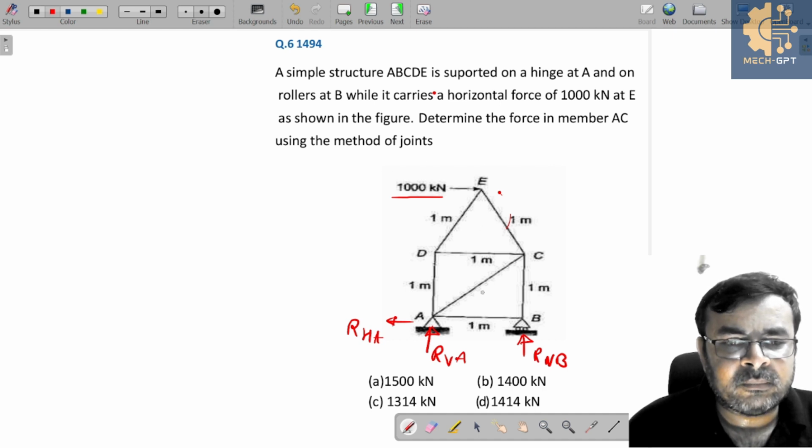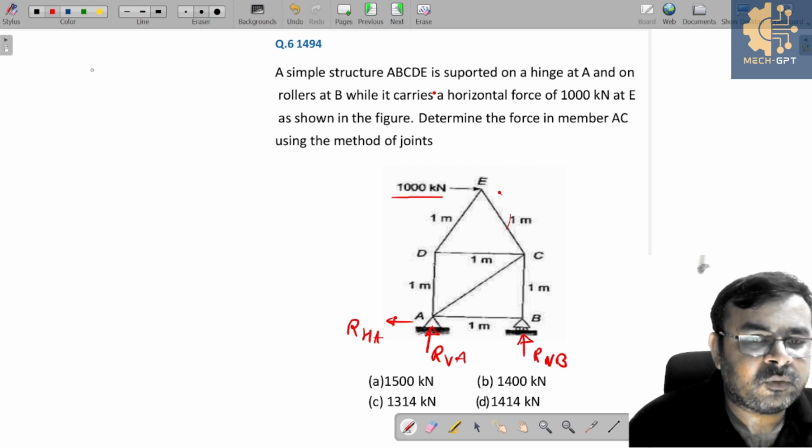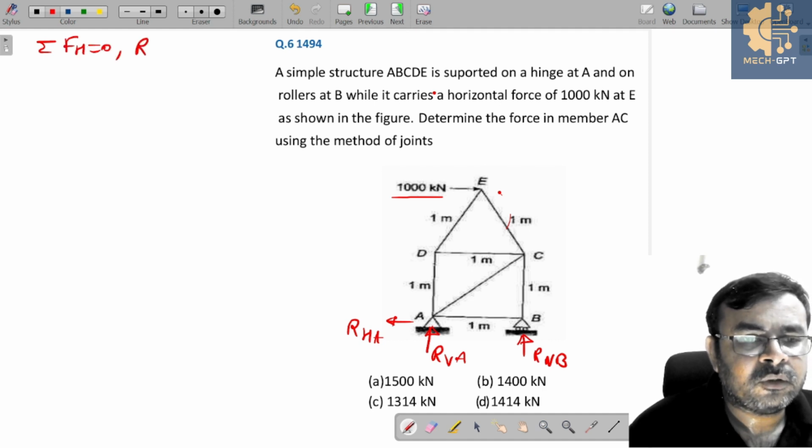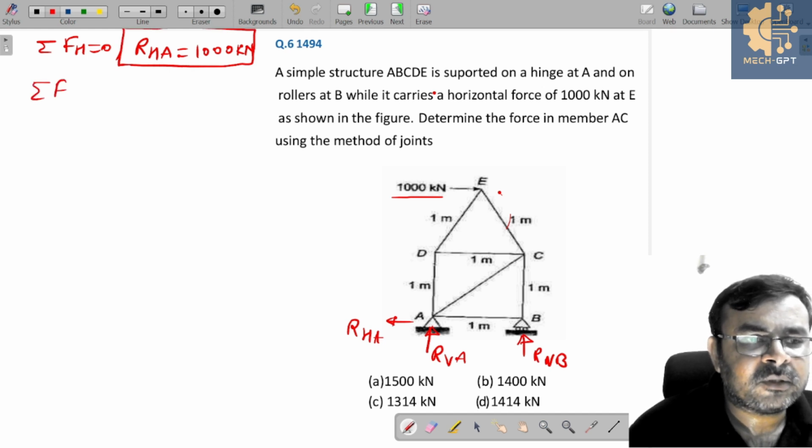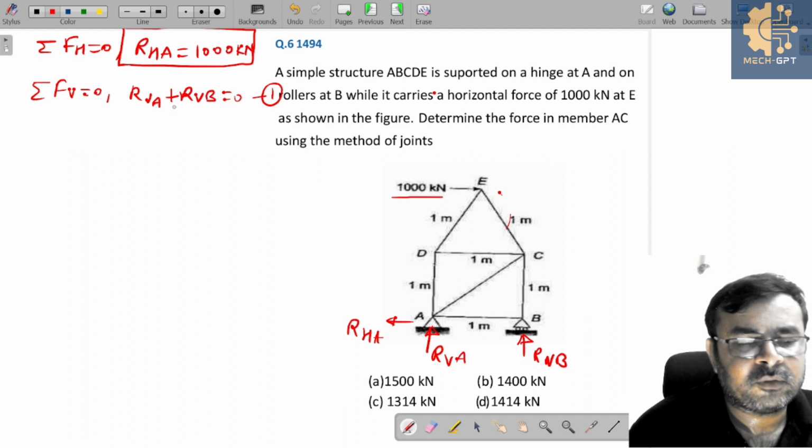We need to find out the force in member AC, this member. Is that clear? So let's see how to solve. First you need to determine the reactions. Summation of horizontal forces is equal to 0, so RHA is equal to 1000 kilonewton. What about summation of vertical forces? This is RVA plus RVB equal to 0. Let's say this is equation 1.